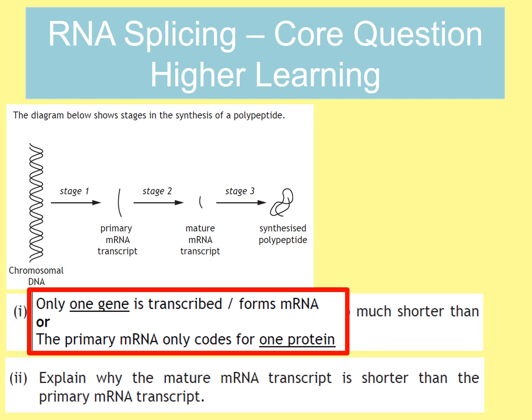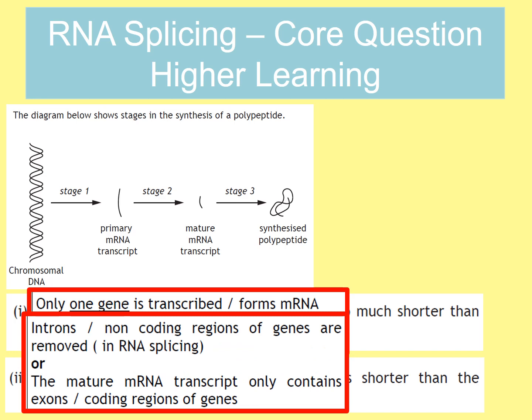When we look at question 2, explain why the mature transcript is shorter than the primary. Well, what's happened in stage 2 is that process of splicing. So the primary mRNA transcript is made up of introns and exons. But to get to stage 2, in that shorter mature transcript, what we see is that the introns, or those non-coding regions, have been removed through the process of splicing.